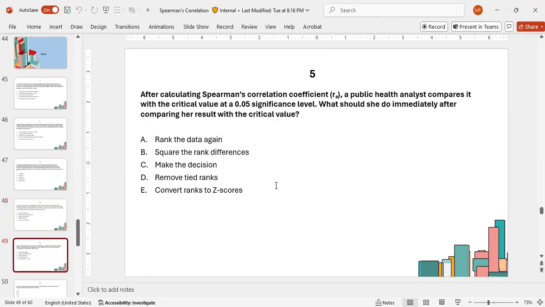The next MCQ is, after calculating Spearman's correlation coefficient, a public health analyst compares it with the critical value of 0.05 significance level. What should she do immediately after comparing her results with the critical value? A. Rank the data again. B. Scale the rank differences. C. Make the decision. D. Remove the tied ranks. E. Convert ranks to zero score.